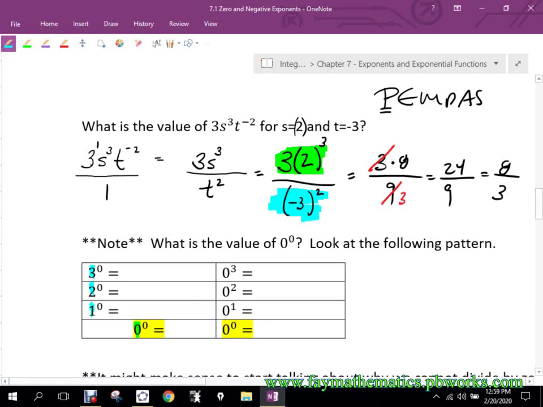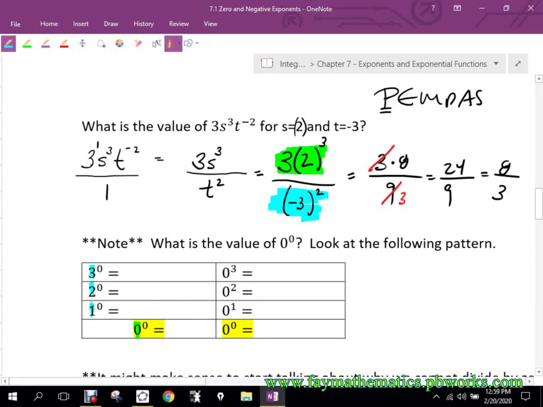3, 2, 1, 0, right? I'm decreasing those bases by 1 each time. Does the exponent stay 0 for each one of those? Yeah. There's a little bit of pattern there in the way I set this up, right? So my hope is if we see a pattern there, when we evaluate each of these, maybe we see a pattern that can allow us to make a conclusion.